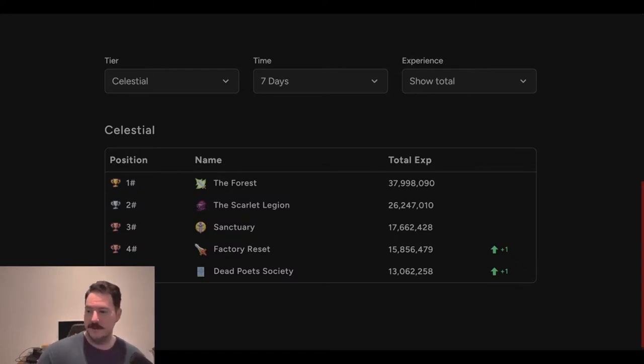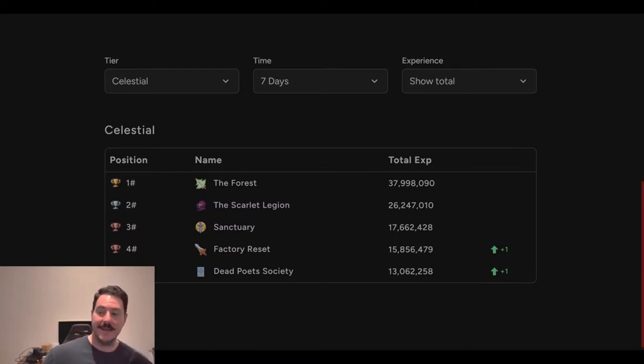Good for them. And number four, we have Factory Reset, which was previously number five. So interesting. I wonder who got knocked down. We'll see that soon. But generally, this is a guild we see at number three or number two. But with new blood in the Celestial tier, we'll see what really happens. But, still here. They're one of the guilds that have been Celestial for the longest time out of any guild here in Celestial tier. So they're old salty dogs.